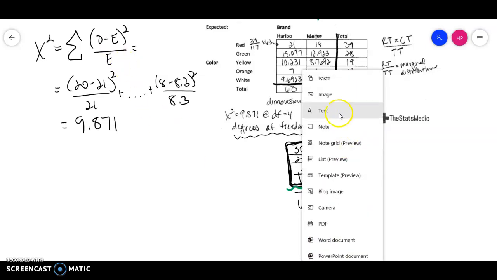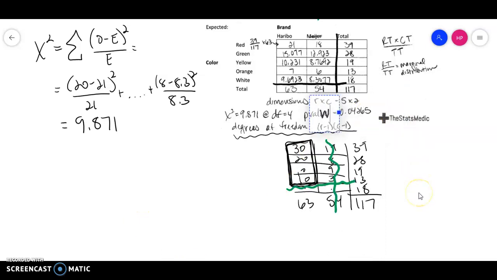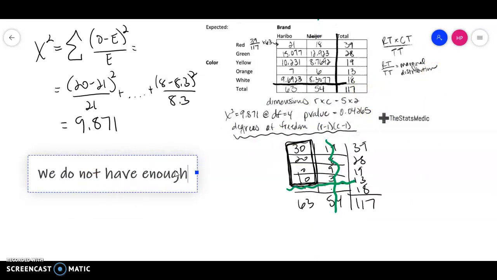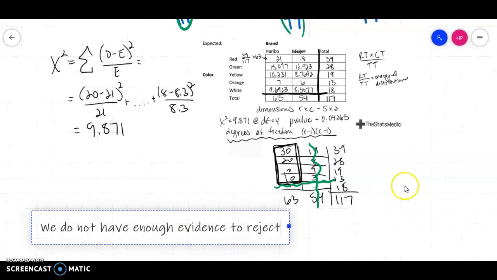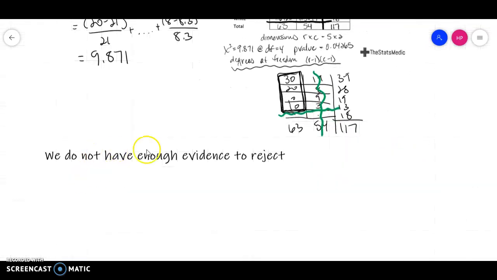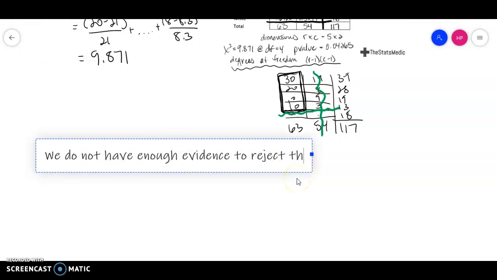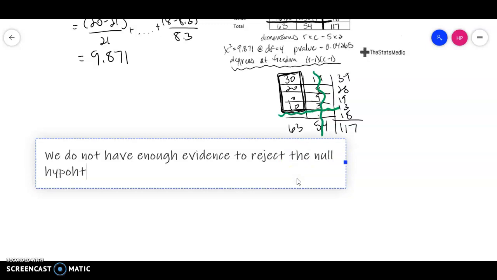And just for the sake of remembering, I'm going to say we do not have enough evidence to reject the null hypothesis because it is less than 5%, but it's not less than 1%. So we do not have enough evidence to reject the null hypothesis at a significance level of 0.01. And so if we were to use that stricter level for whatever reason, we fail to reject.